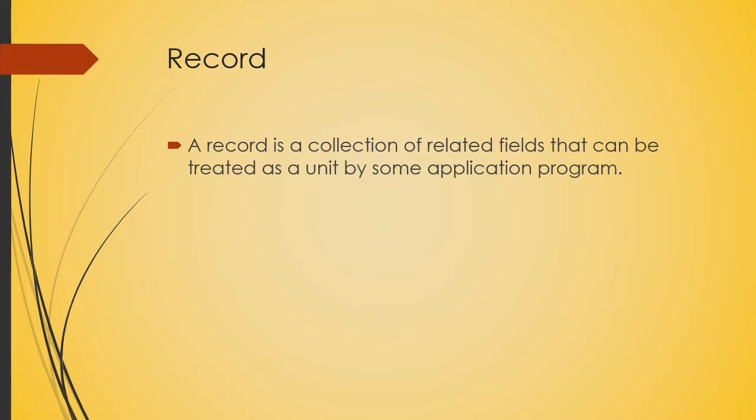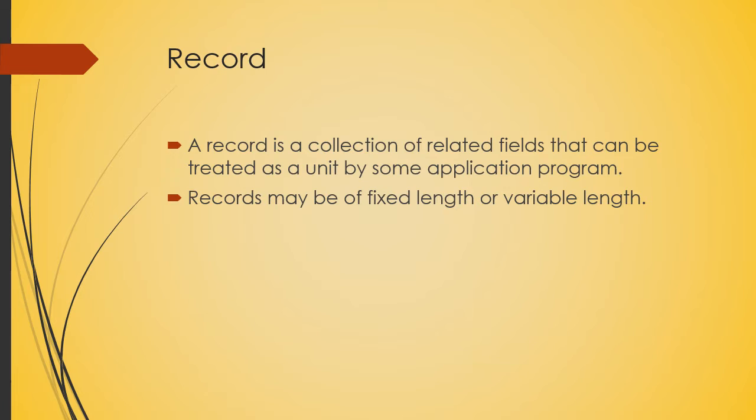Record. A record is a collection of related fields that can be treated as a unit by some application program. For example, an employee record would contain such fields as name, social security number, job classification, date of hire, and so on. Again, depending on design, records may be of fixed length or variable length.